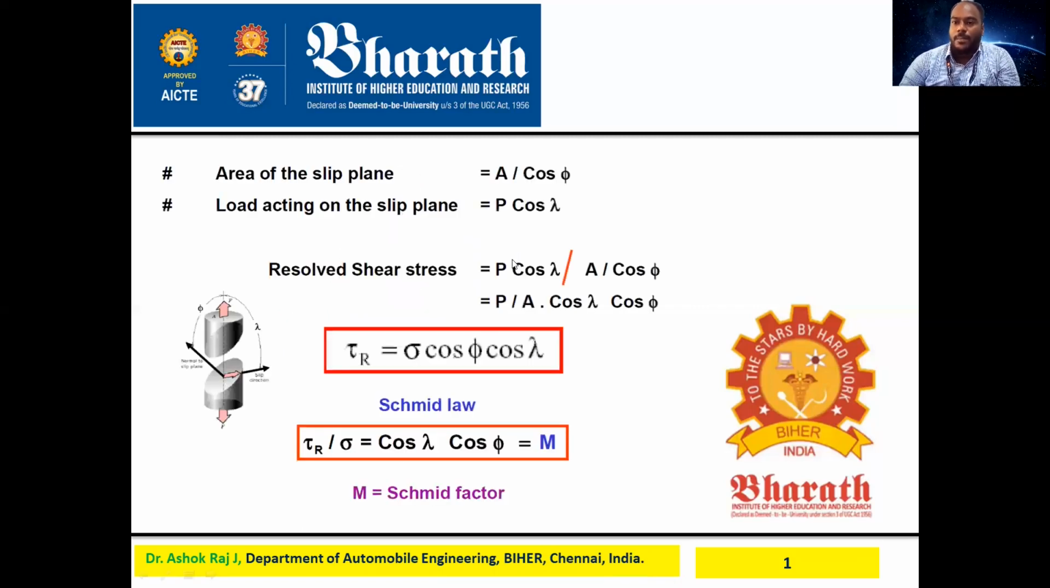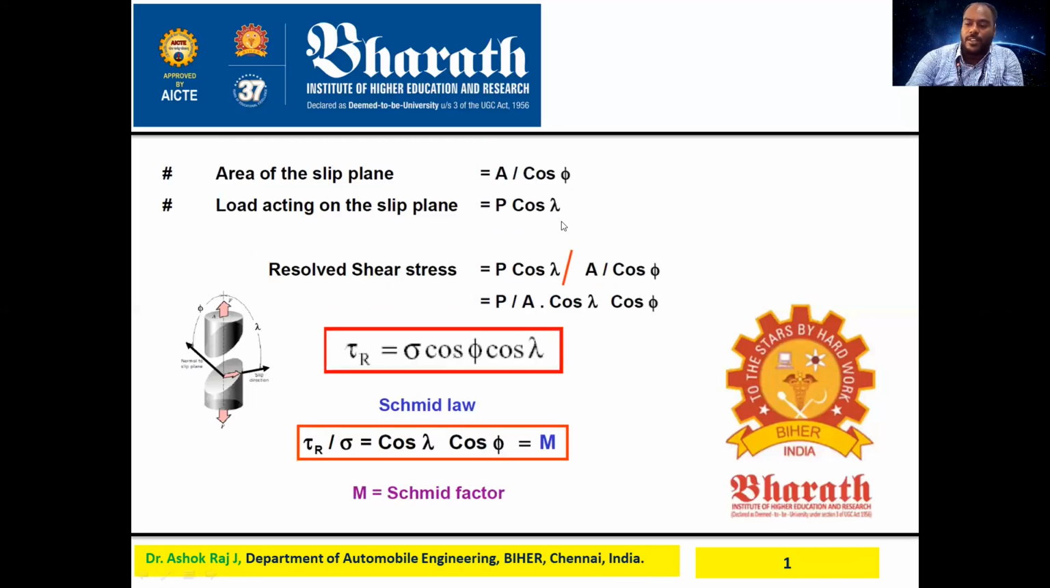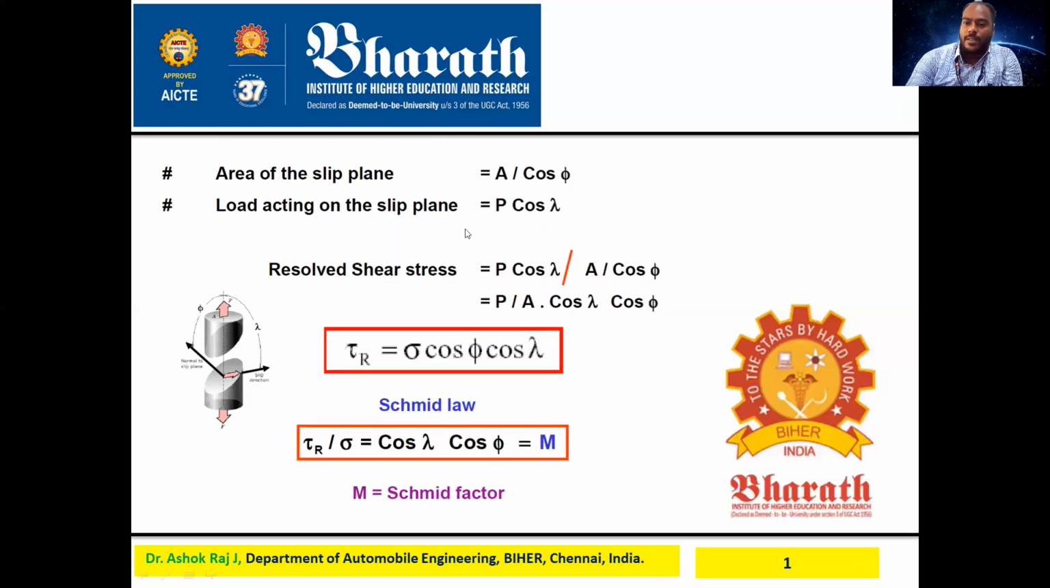So the area of the slip plane is generally area divided by cos theta. The load acting on the slip plane is generally the applied force times cos lambda. You can see what the lambda position is. This is from the center of force to the plane. This angle is generally beta, and the angle between the slip direction and the force is called lambda.